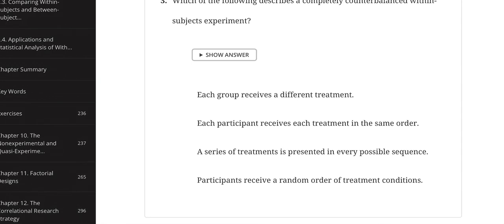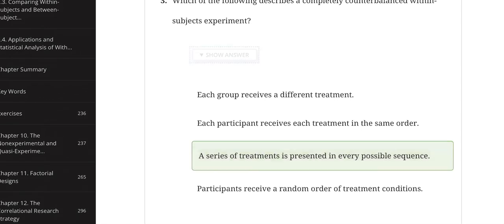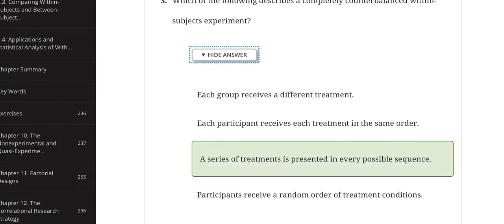And then the last 2 both sound possible, but hopefully you know that it is the third one, a series of treatments is presented in every possible sequence. The fourth one, participants receive a random order of treatment conditions. You could do that as a part of partial counterbalancing, but it would not be completely counterbalanced. And the question is asking what would be that complete counterbalancing. And so you'd have to use every possible sequence.